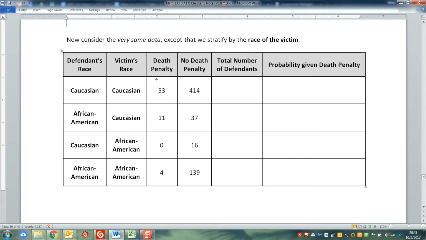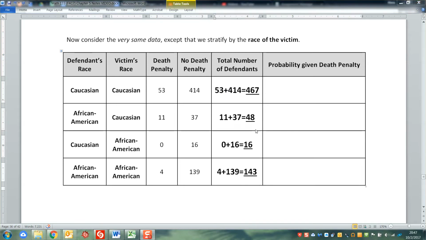All right, so let's look at this. We still have 53 Caucasians right here who received the death penalty, 414 with no death penalty. So this is a Caucasian person killing another Caucasian person. There are 53 death penalties out of 414. So the total number of defendants in this class is 467. And I did it for the rest of the rows as well.